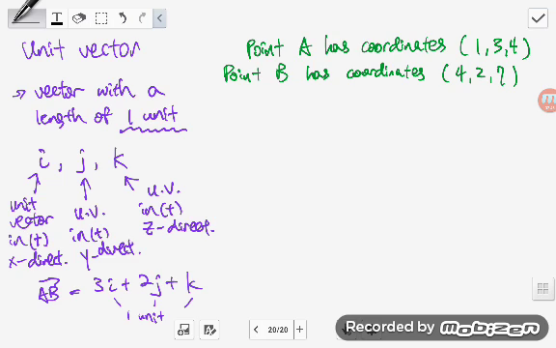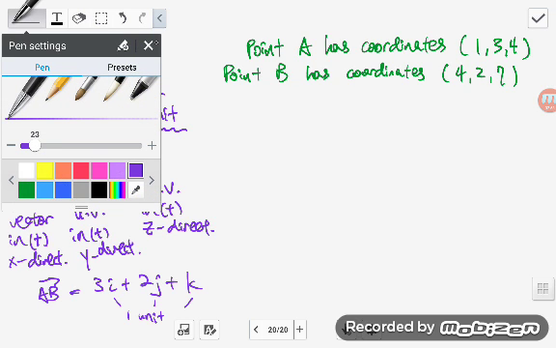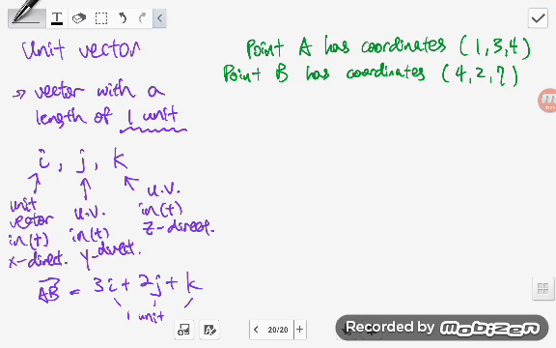All right, so now let's take a look at an example, and you guys will have a better idea of how to find unit vectors. Okay. So here I'm going to use the example that we covered in the previous video. So we have 2 points. Point A is at 1, 3, 4. Point B is at 4, 2, 7. And I want to find a unit vector. Find the unit vector for vector AB.